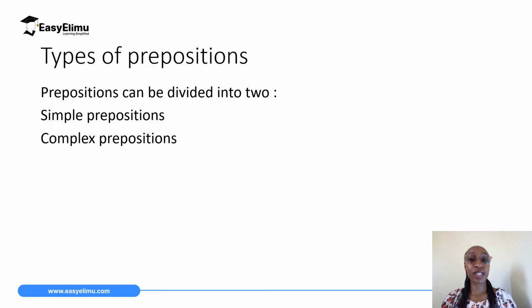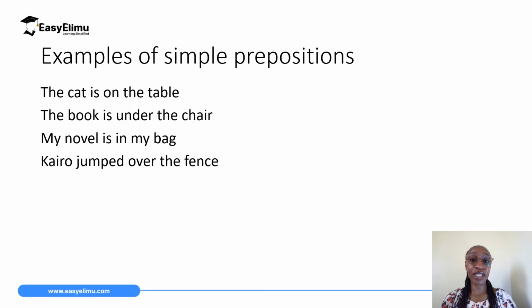And so prepositions can be divided into two, or there are two categories of prepositions. There's the simple prepositions and there's the complex preposition. The simple prepositions are like on, under, beside. Those are simple prepositions. So in this session, we are going to now learn what are complex prepositions. So we can give a few examples of simple prepositions just as a recap.